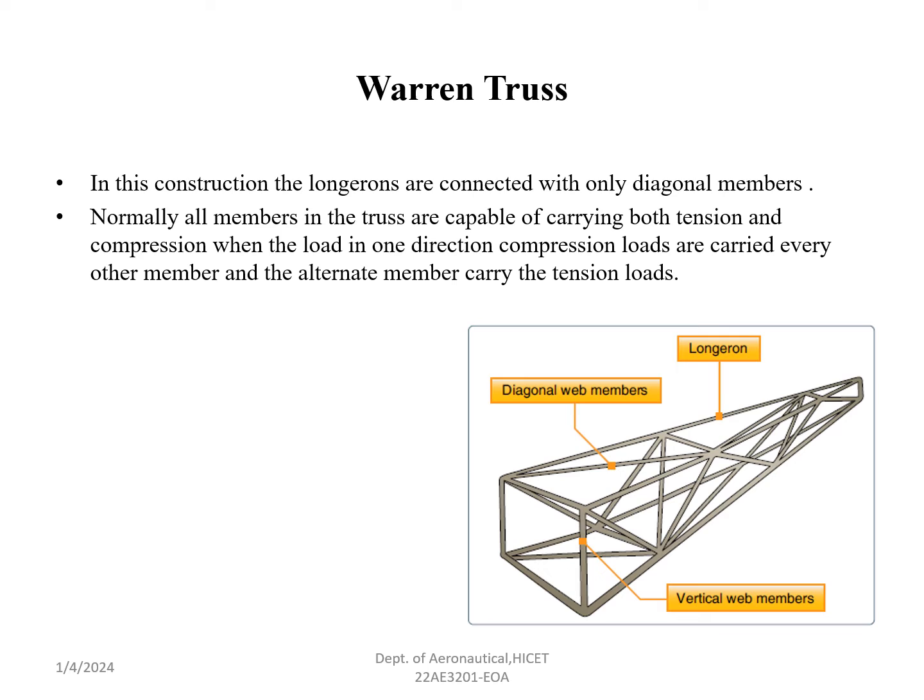Next is Warren truss. If you see here, it almost looks like a Pratt truss, but here the diagonal members are more when compared to the Pratt truss. The drawback in a Pratt truss is that it is able to carry only tension, but here the Warren truss is capable of carrying both tension as well as compression loads. Here it will carry only compression loads in one direction.